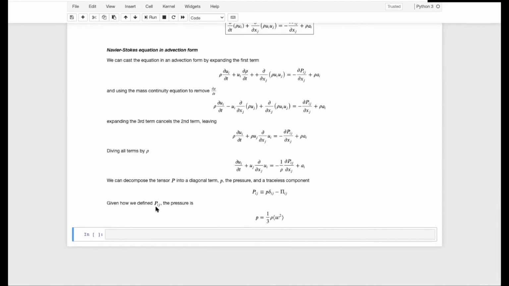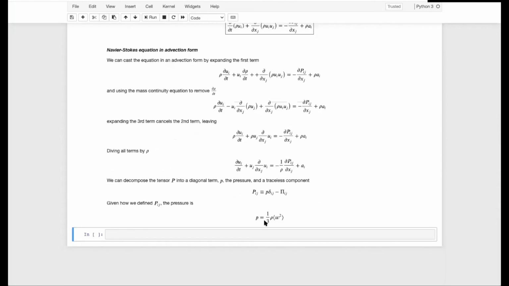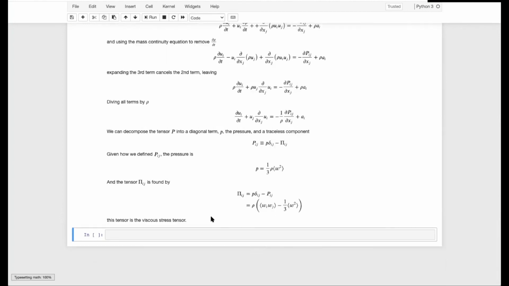Given how we defined the tensor big P, the pressure is the diagonal term, so it's going to be W squared. And because there are 3 components, we're going to divide that by 3. That leads us to this expression for the pressure. So substituting this back in the original equation, we find the expression for the tensor pi. And this tensor is the viscous stress tensor.